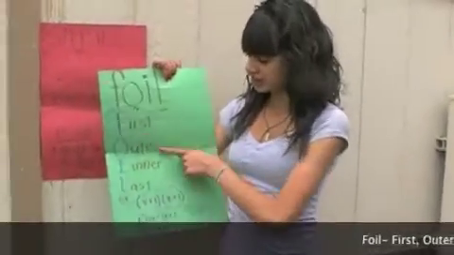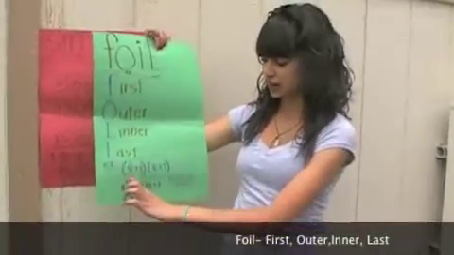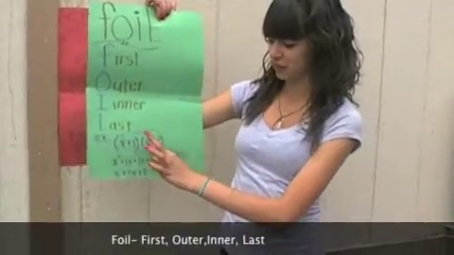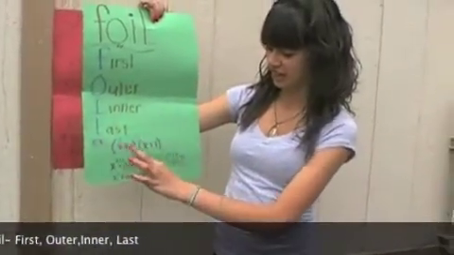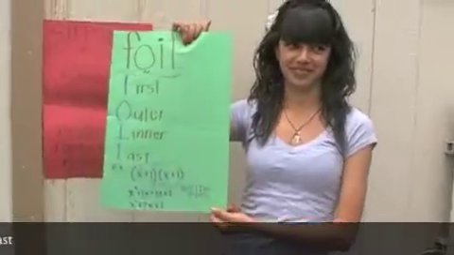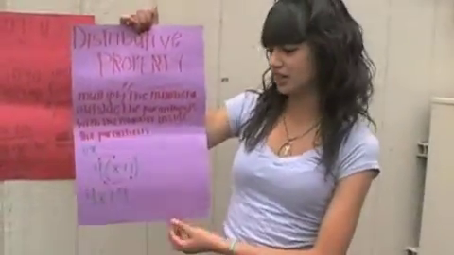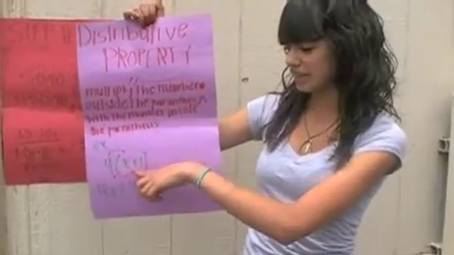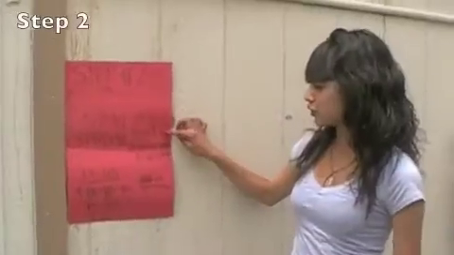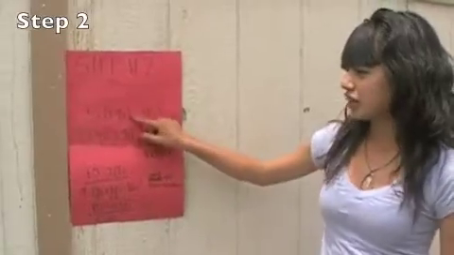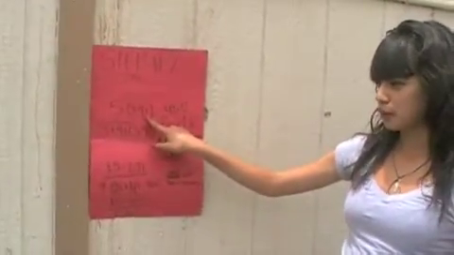FOIL means first, outer, inner, and last. So first you multiply this with the first, outer, inner, and last. Distributive property is multiplying the number outside the parentheses with the number inside the parentheses. So multiply 4 with x and 1. You have to use FOIL and distributive property. On the numerator you have to use distributive property, and right here use FOIL.